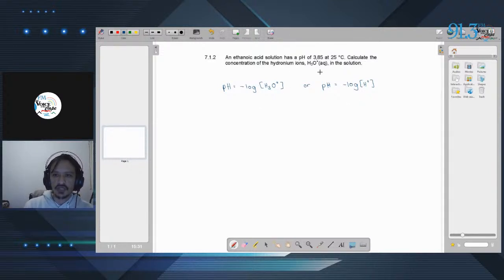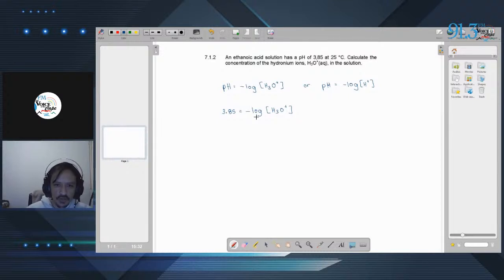Right? So calculate the concentration of the hydronium ion. So we have the pH. So this is just a simple matter of saying 3.85 is equal to the minus log of H3O plus. Right? That's all it is. And then this is where you need to understand logarithms. Just where is my calculator? Because I can't solve this without it. Here we go.